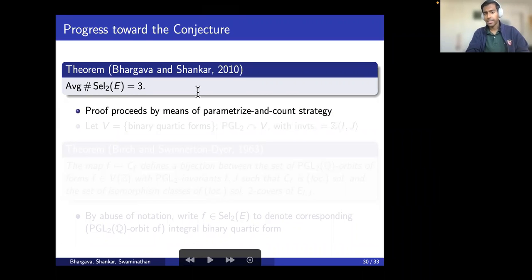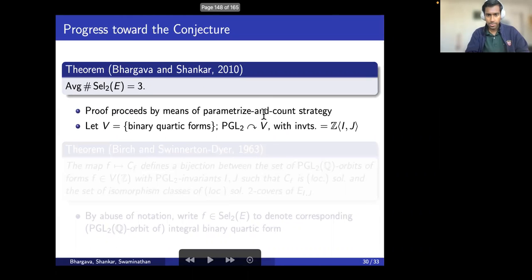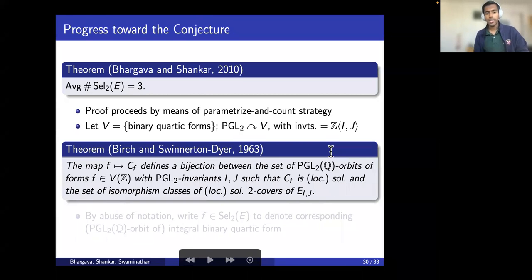It proceeds by means of the same parametrize-and-count strategy. And the representation that they use is this representation of binary quartic forms with a PGL2Q action that has two invariants I and J of degrees 2 and 3. And the parametrization that they use is due to Birch and Swinnerton-Dyer.